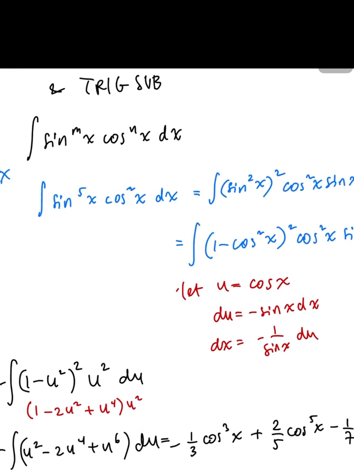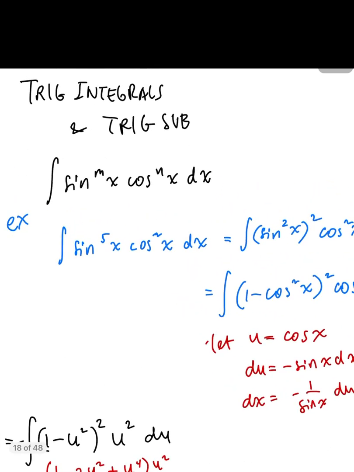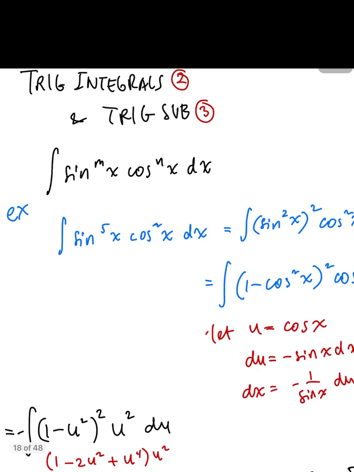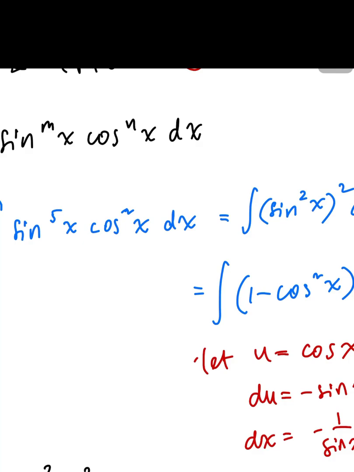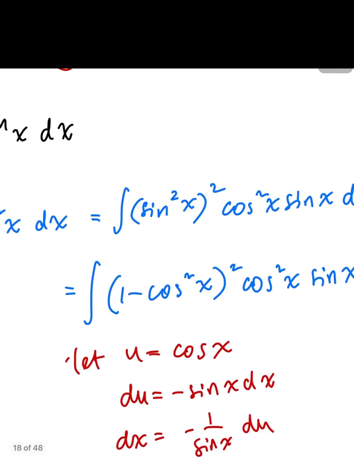Now the next section will be called the trigonometric integrals. This is actually the second, and then the other section will be trigonometric substitutions. Okay. So the first case is if you have sine with the power of m and cos with the power of n, x dx. Okay. I will give you the example first. So sine to the 5th x cos squared x.